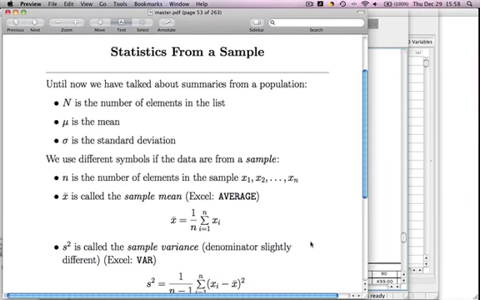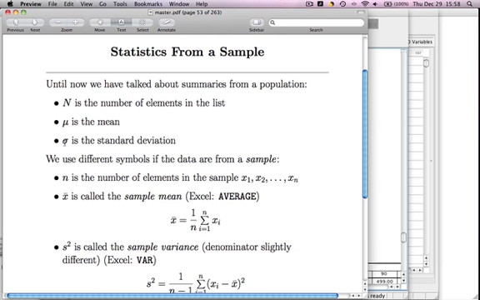I need to now introduce some new notation. Up until this point, I've assumed that we've been talking about a population. So whenever we talk about a population, we're going to use the following symbols. Big N is going to be the size of that population. How many elements are there? So how many sampling units are there in this population? That is big N. We're going to use Greek letters usually for these univariate descriptive statistics of a population. So mu is the mean and sigma is the standard deviation.